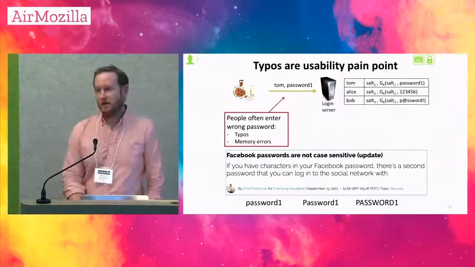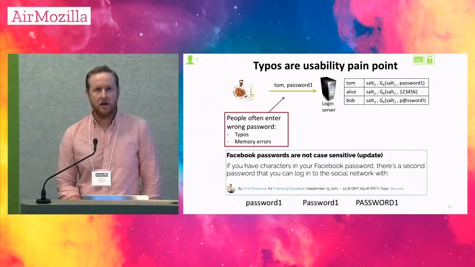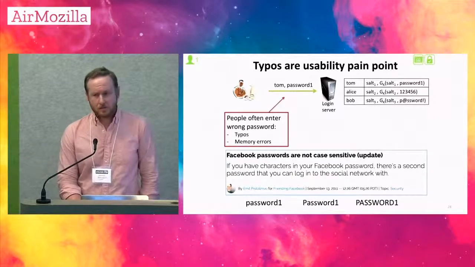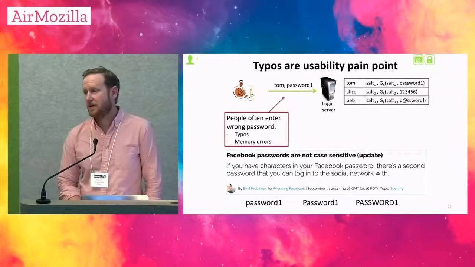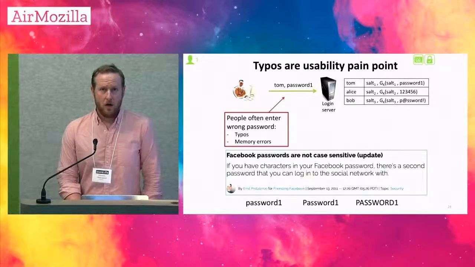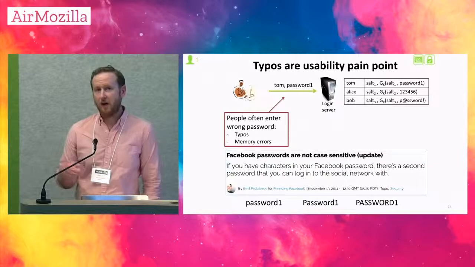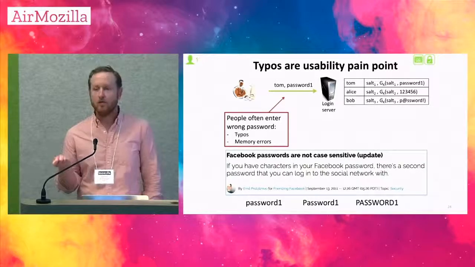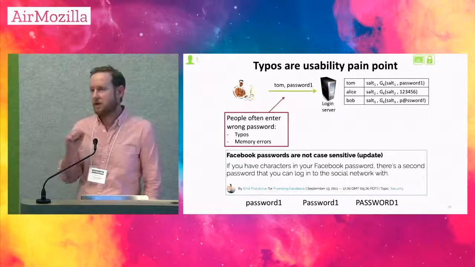And in fact, Facebook and some other companies, actually for a long time now, this is like a 2011 article, have been tolerant of mistakes and typos in passwords. So, for example, Facebook would accept password1, the correct password, or also two variants of it: capital P Password1 and all caps PASSWORD1.